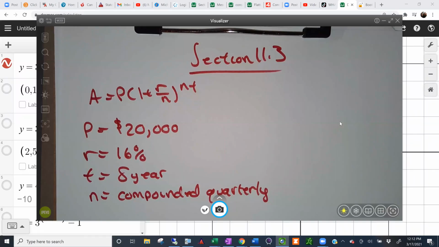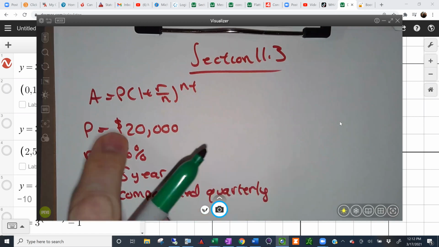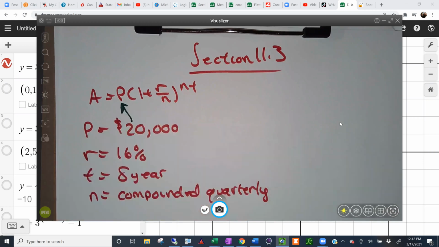So one of the things you're going to be faced with in section 11.3 is calculating interest on, say, a bank account or an investment. And in this example, we're investing $20,000. That's your principal. So that goes in right here.